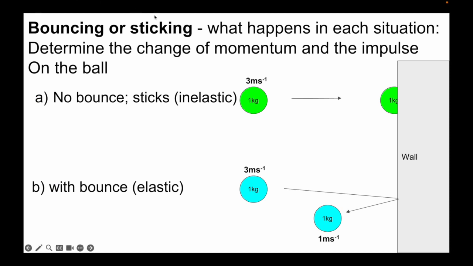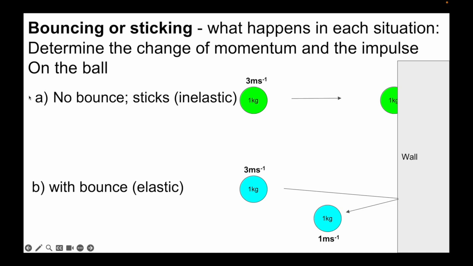So looking at bouncing or sticking, this is an interesting situation with momentum. Determine the change of momentum and the impulse on the ball. The first situation, we've got no bounce, it sticks. This is what we're calling an inelastic collision, where they stick together. Let's say the ball has an initial velocity of 3 meters per second and it sticks. The second situation is when it bounces off the wall, same mass, same initial velocity, but now it bounces off the wall and comes backwards towards us at 1 meter per second. Let's see if we can figure out the change of momentum in each of these situations. Pause it and then come back in a moment.